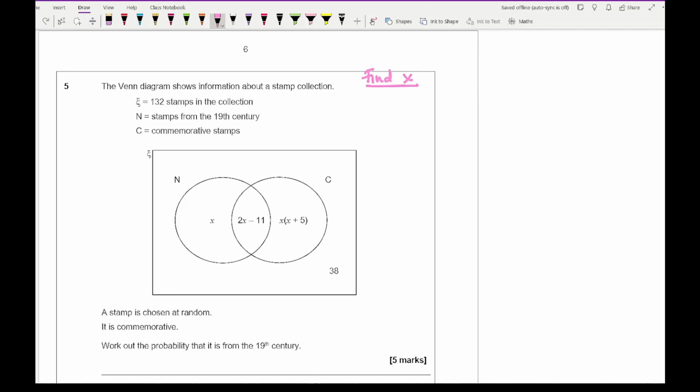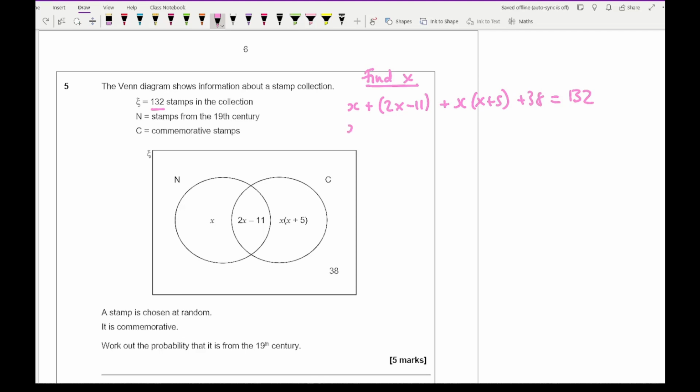Now the first thing we need to do in this particular question is find the value of X. Now we know that all 4 sections add up to 132. So then X plus 2X minus 11 plus X plus 5 plus 38 equals 132.